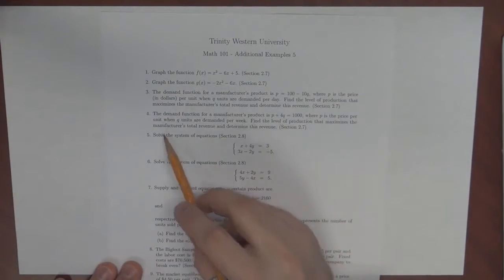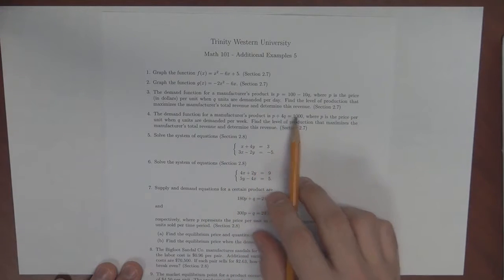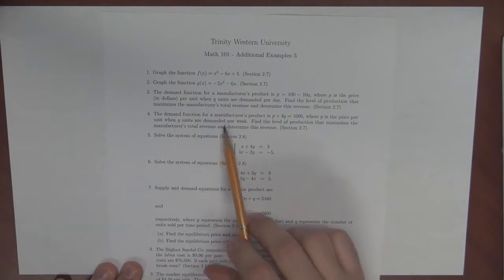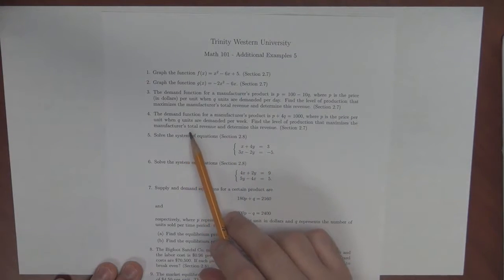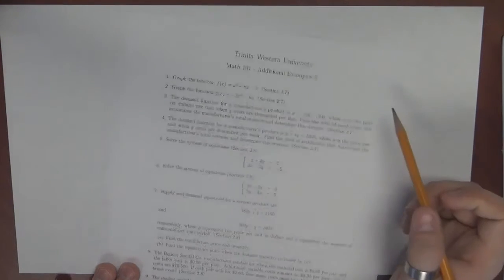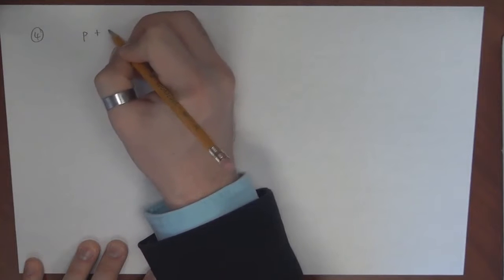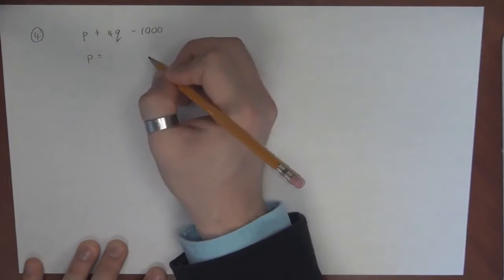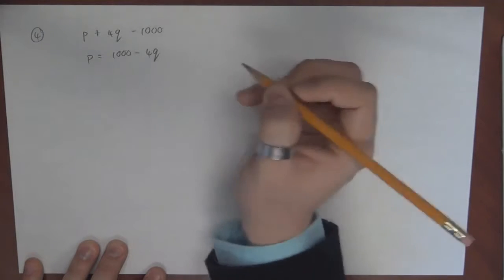Let's do number 4. The demand function for a manufacturer's product is P plus 4Q equals 1,000, where P is the price per unit when Q units are demanded per week. Find the level of production that maximizes the manufacturer's total revenue and determine this revenue. So let's write down what our demand function is for number 4. They give it to me in a less than ideal form, so I will write that as P equals 1,000 minus 4Q.